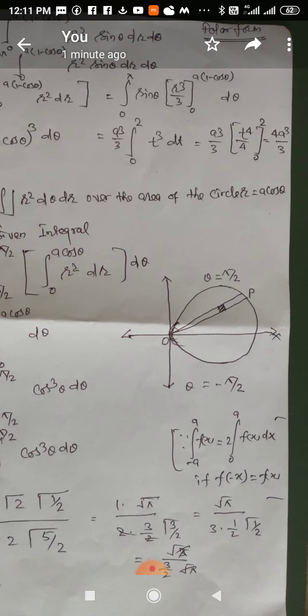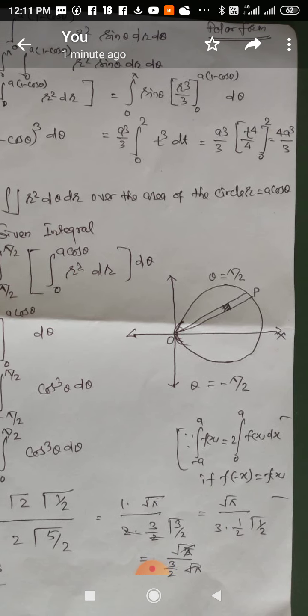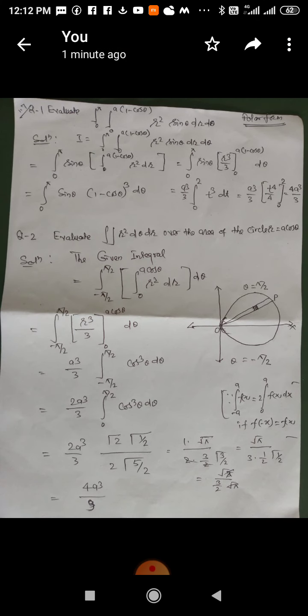Now this is integrated with respect to t. It gives a cube upon 3, which is constant, and t to the power 4 upon 4, where t is the variable, with lower limit 0 and upper limit 2. So putting the value 2 in place of t, it gives 2 to the power 4 upon 4, that is 16 upon 4, which is equal to 4. So 4a cube upon 3. So this is the final answer of this question.